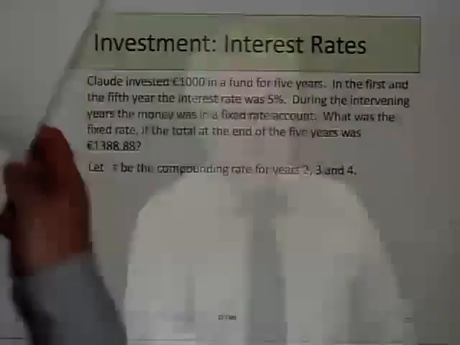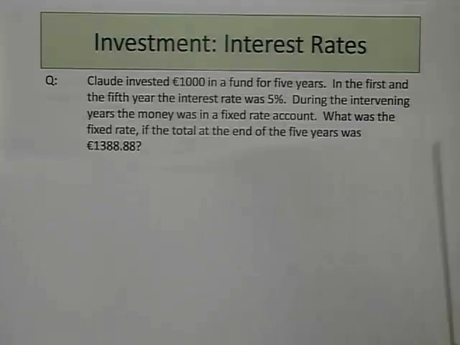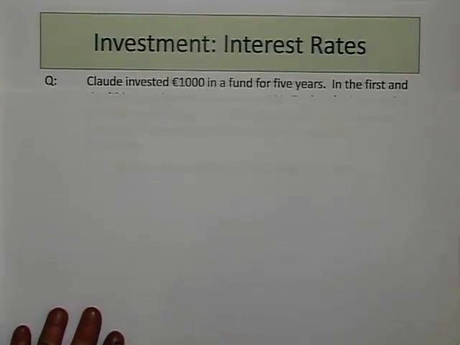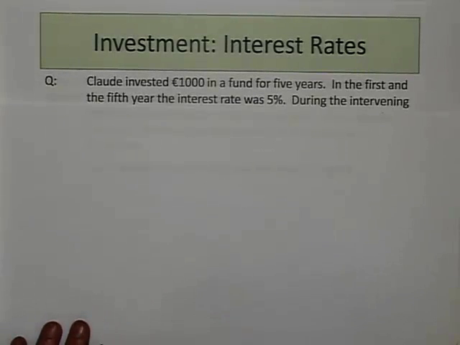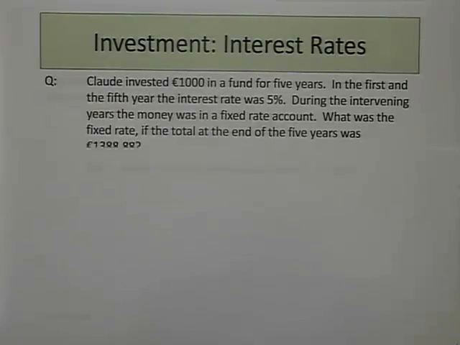Claudine is the next person, and she's interested in interest rates, and she's put in €1,000 in a fund for 5 years. Now, in the first and the 5th year, the interest rate was 5%. During the intervening years, the money was put in a fixed account at a fixed rate. We don't know what it is. But the total at the end of 5 years was 1388.88. What happened in those intervening 3 years?